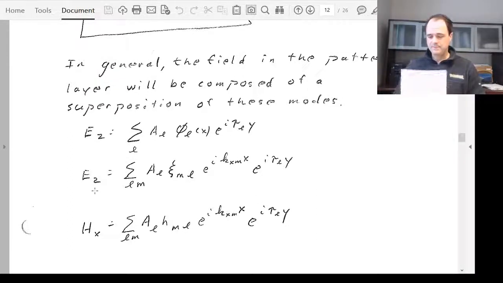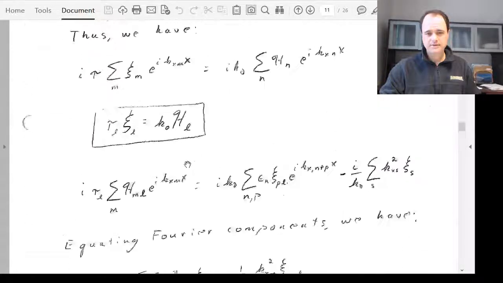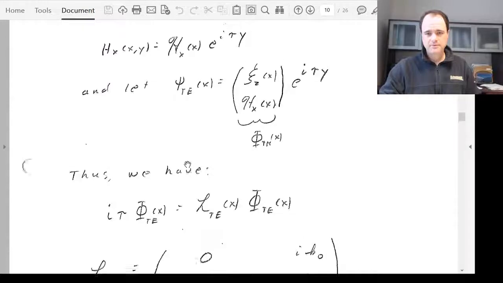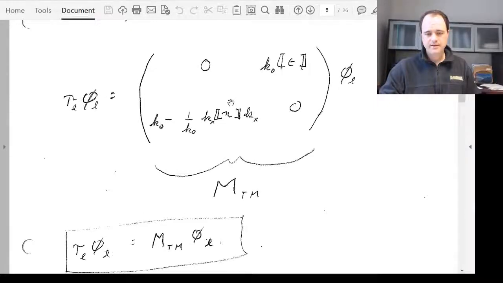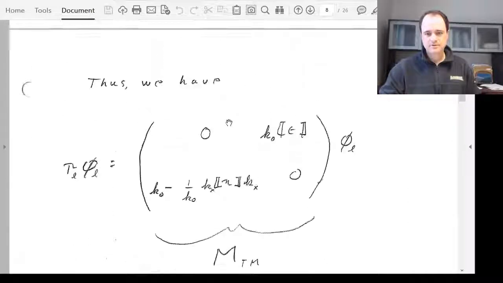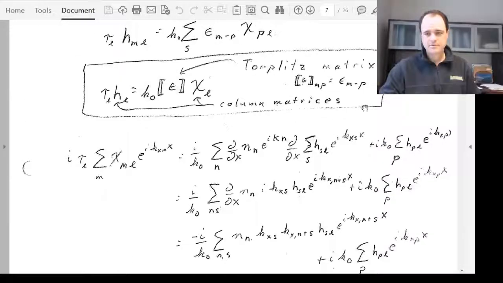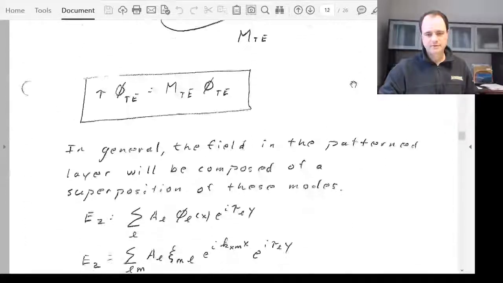But before we do that, we are first going to look at how to construct this matrix. One of the things we need is the Toeplitz matrix for epsilon, and the Toeplitz matrix for eta, for the TM polarization. And remember what the Toeplitz matrices are. Toeplitz matrices are given by this. So we need to know the Fourier components of epsilon and eta. So let's do that next, the Fourier components.